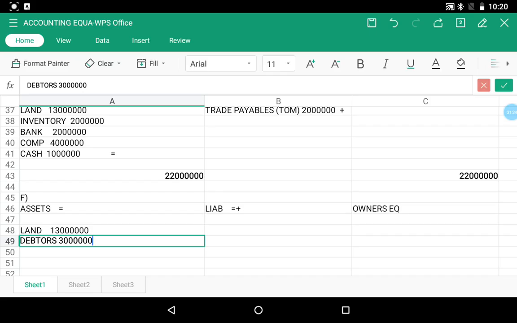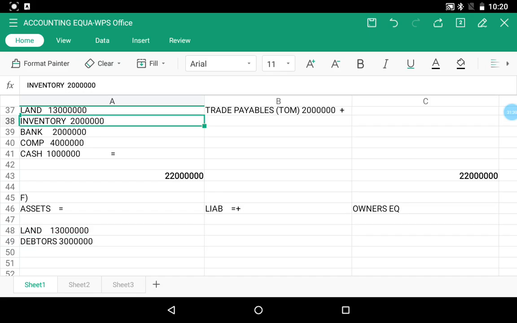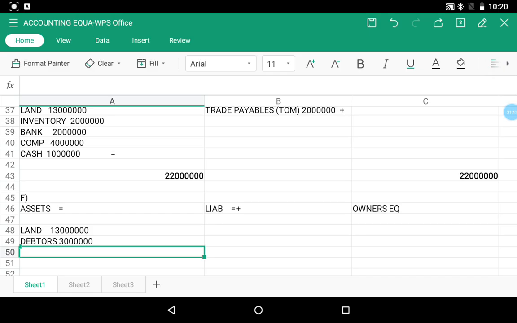It means we have some profit. Our inventory was 2 million, but now when you check, we sold those goods at 3 million. That means we have a profit of 1 million. Then we still have our bank, which is still 4 million.